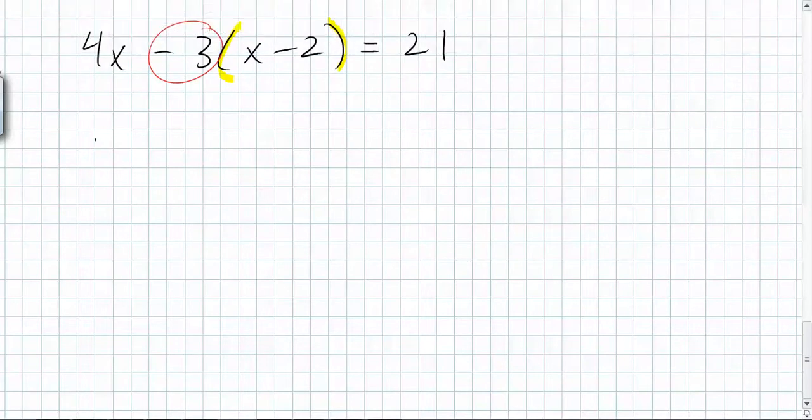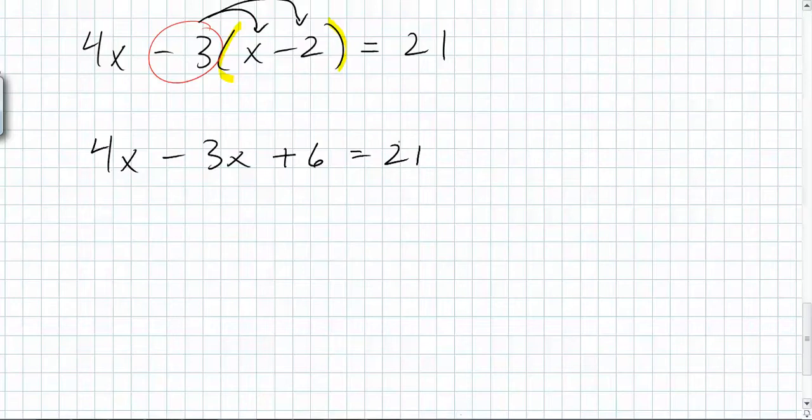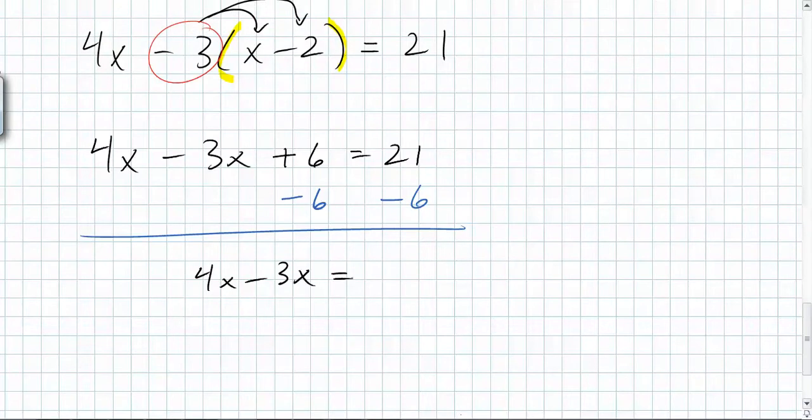So you're going to have 4x minus 3x, because that's -3 times x. And then you have -3 times -2, so that's going to be plus 6, because you're multiplying two negative numbers, equals 21. We now want to get rid of the 6, so we subtract 6 from both sides, leaving us with 4x minus 3x equals 15. That's 21 minus 6. We're going to have two like terms here, which will just equal 1x equals 15. So we are done.